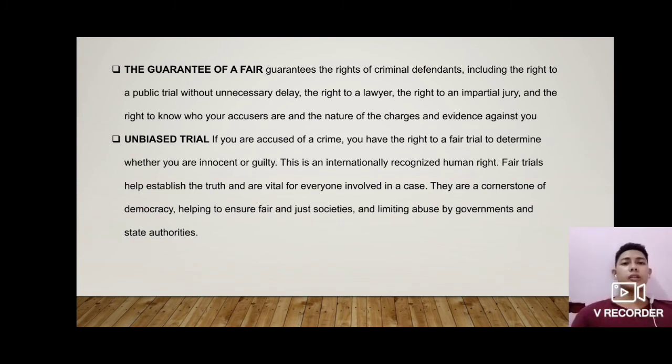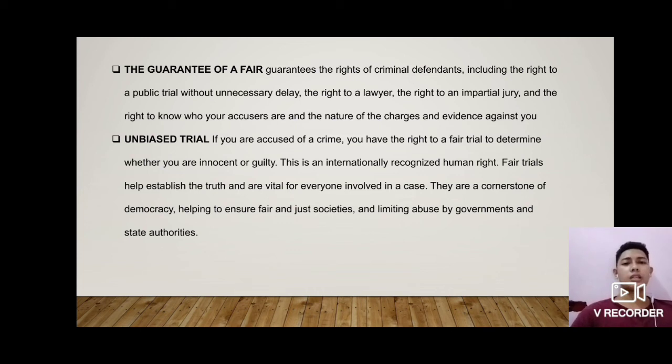The guarantee of a fair trial guarantees the rights of criminal defendants, including the right to a public trial without unnecessary delay, the right to a lawyer, the right to an impartial jury, and the right to know who your accuser is and the nature of the charges and evidence against you.